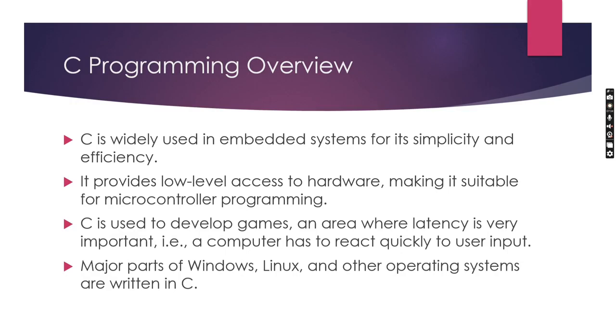C is widely used in embedded systems for its simplicity and efficiency. So this is why we use C programming in our embedded system. We use one more language, that is assembly language, which is quite difficult as compared to C language, because C language provides low level access to the hardware, making it suitable for microcontroller programming.